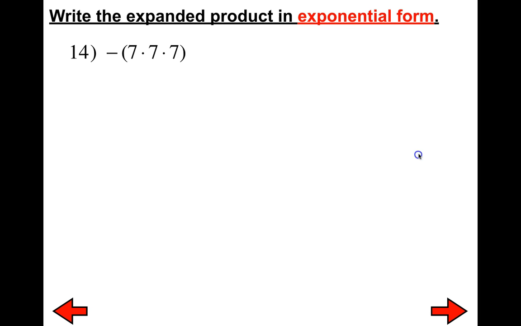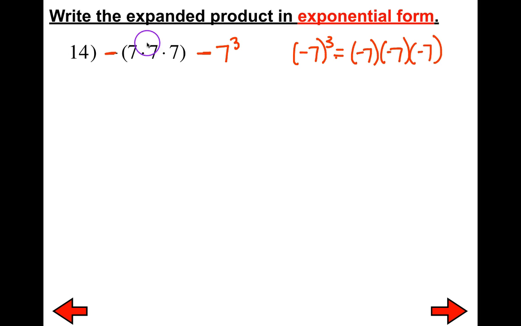So now we're going to go ahead and write these expanded products into exponential form. First, what's always good to ask yourself is, what is my base? Is it positive or is it negative? Well, my base appears to be a 7, which is positive, and it's being repeated a total of 1, 2, 3 times. However, there is a negative out here, so I'm going to go ahead and include that. So notice, this is not the same as this, because this would mean negative 7 repeated 3 times. And you can see this is not the same as this, so please don't think that they are.